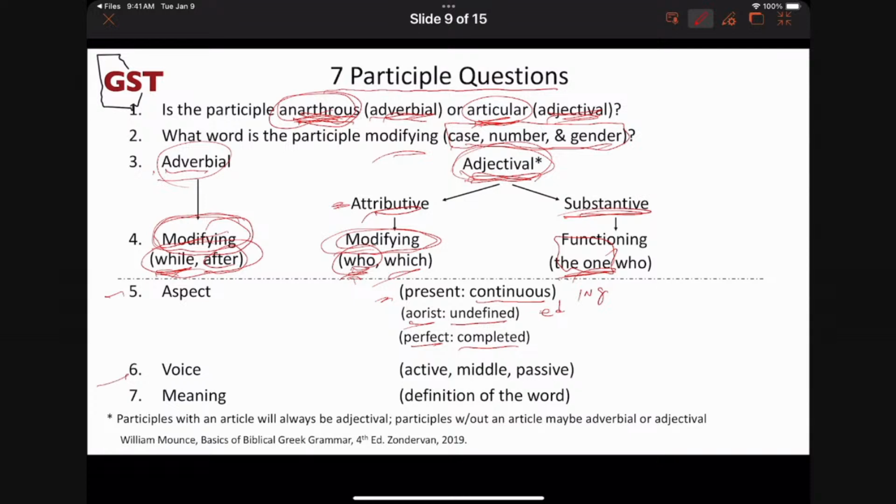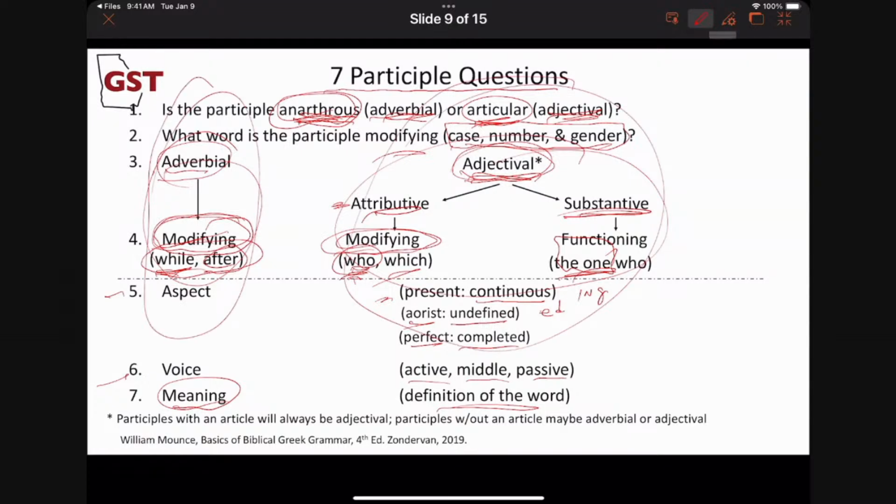What voice is it using? Active, middle, or passive? And what is the meaning of the participle, the definition of the word? And then we'll apply. That's how we get our translation. Seven questions you ask. The biggest thing this does is help us figure out the difference between adverbial and adjectival, and then how we translate it. That's what that chart is really intended to do. For me, this chart was a lifesaver to start thinking about which category I put participles in.